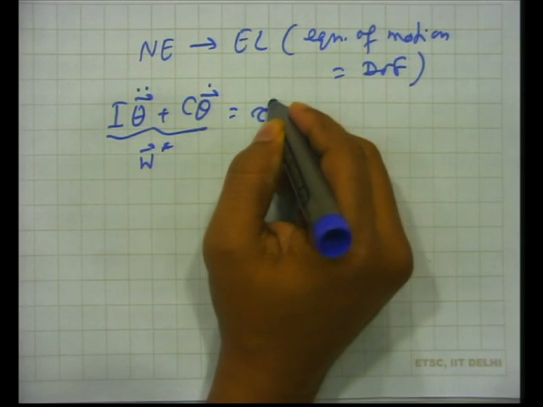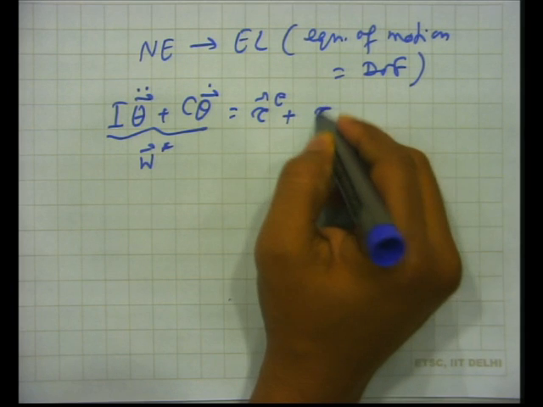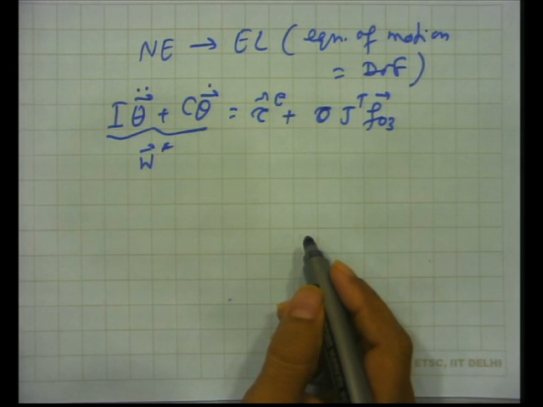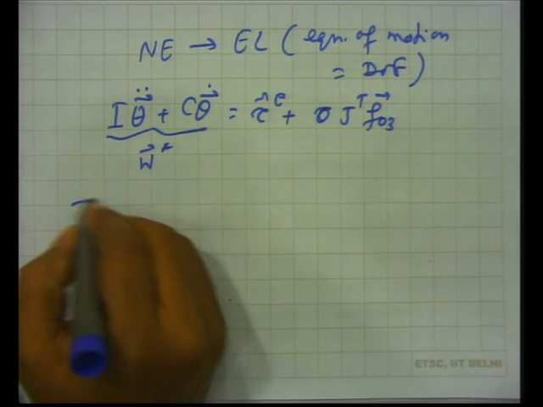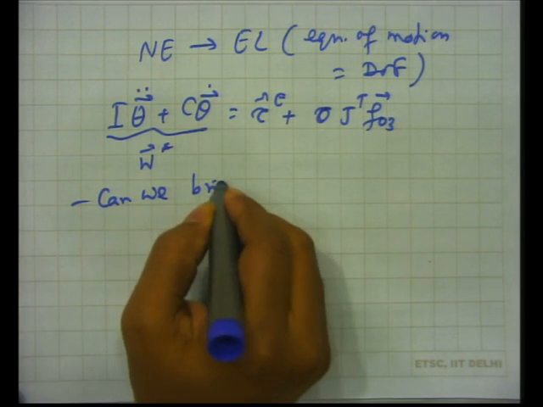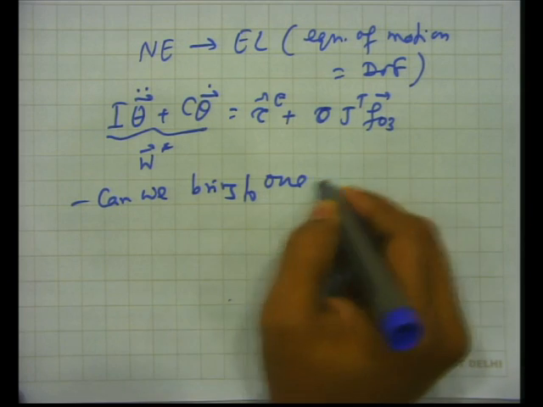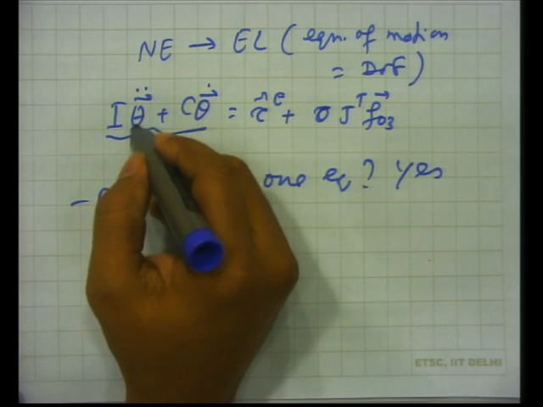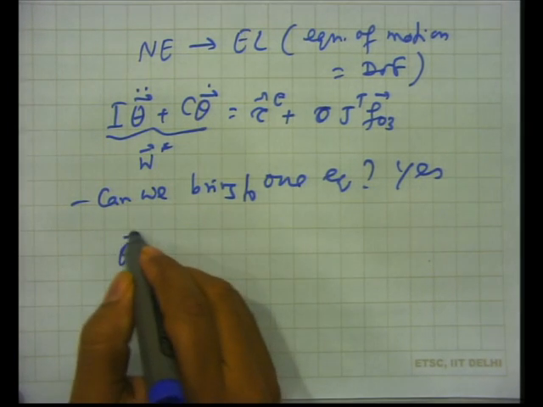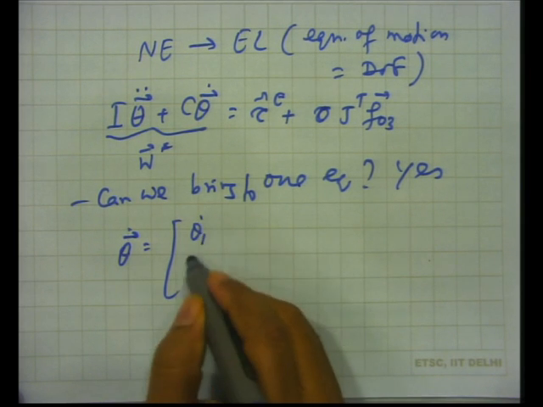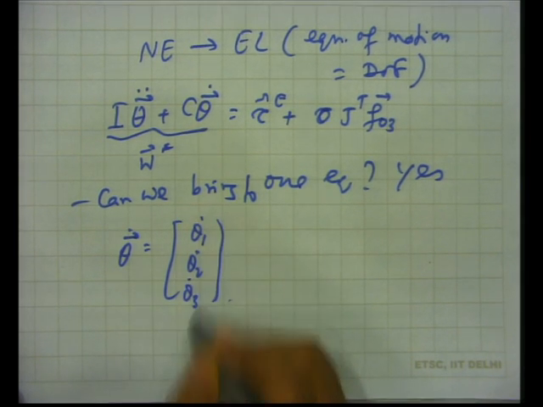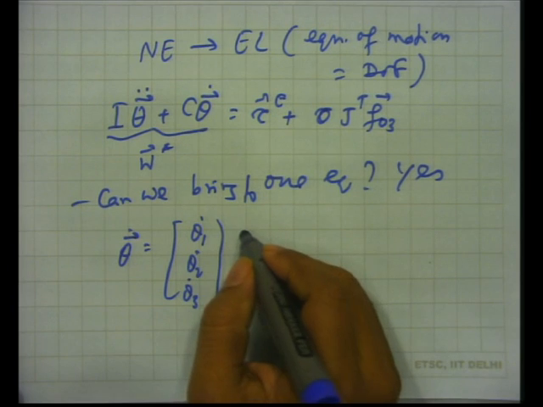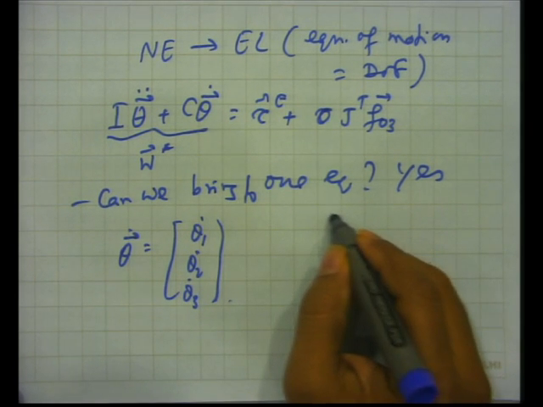Here I have tau E, the 3 equations, J transpose F03. So, can I bring it down to one equation? The answer is yes. So, can we bring it to 1? Yes. How? Now, that is a very simple matter. What we have done is here, say theta dot, we have taken all joint rates, but we know for the 4-bar linkage all joint rates are not independent. Okay.